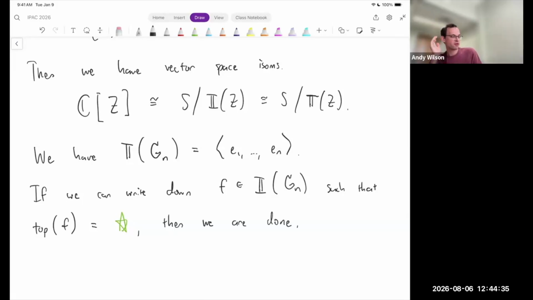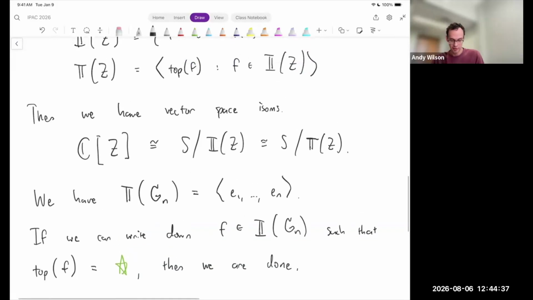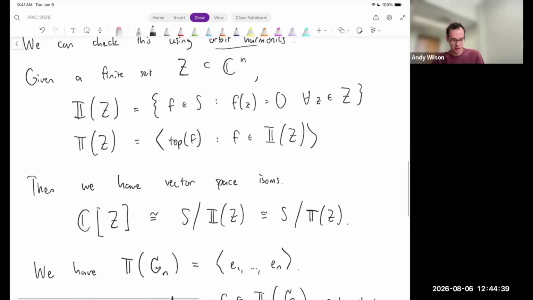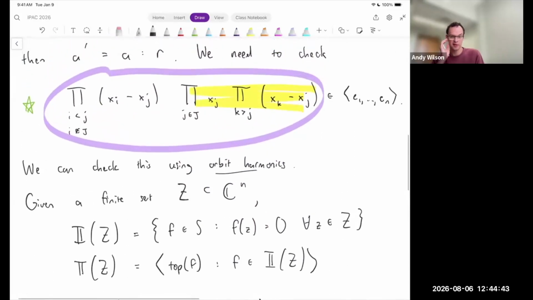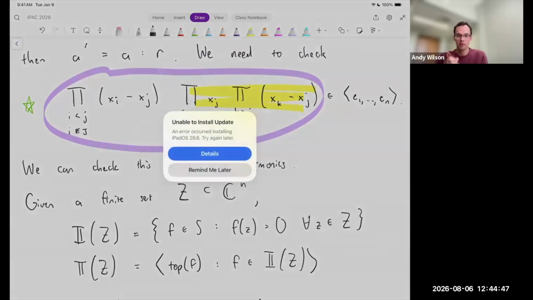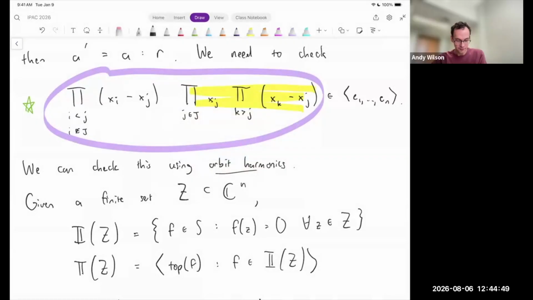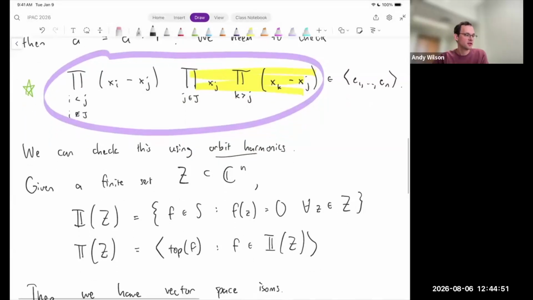So this is kind of a fun game. I've grown to really like this machine. Can you write down a polynomial that looks like this, but maybe with some lower order stuff, that vanishes on all of the permutations? You can.